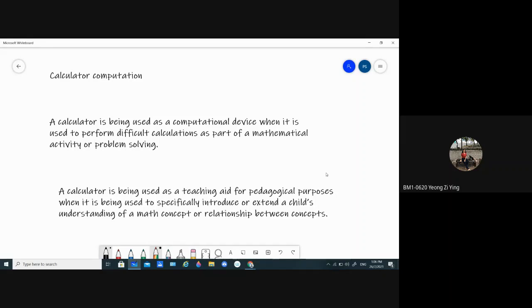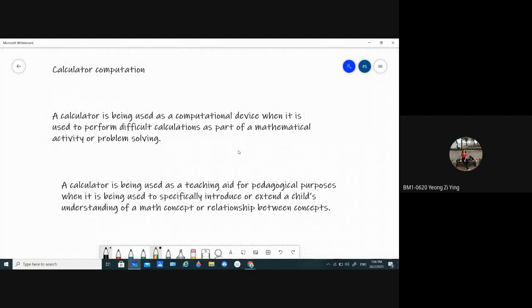But nowadays a lot of students use calculators at home to finish their homework, which of course is not encouraged. So calculators can be used for 2 purposes. A calculator can be used as a computational device, that means just to calculate, especially when it is used to perform difficult calculations as part of a mathematical activity or problem solving. We cannot ask the student to use calculator to calculate basic facts or to do their standard written algorithm or any other algorithm. They cannot use the calculator to check answers, okay?